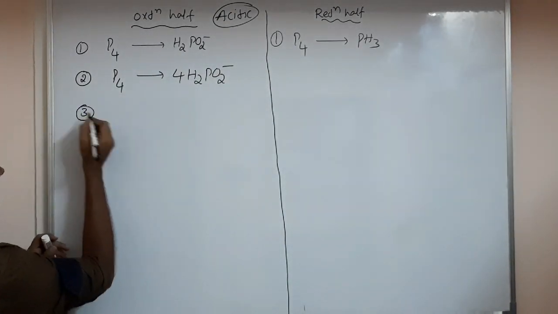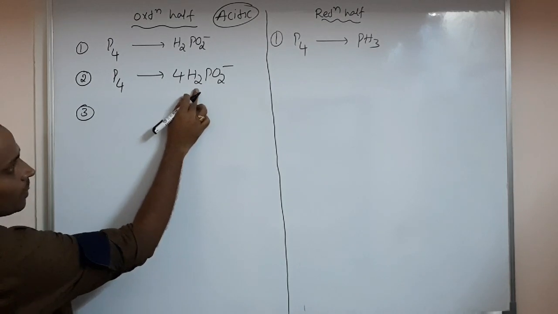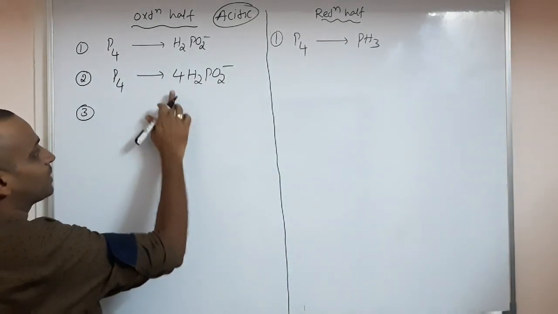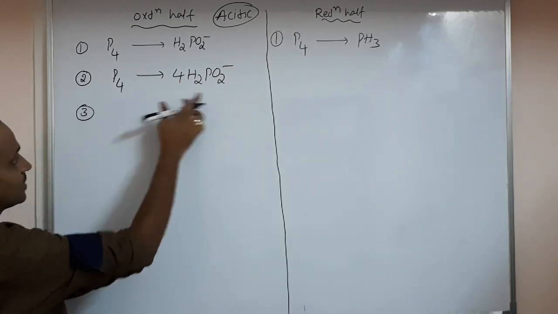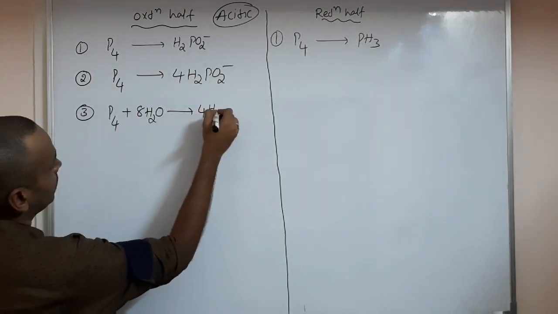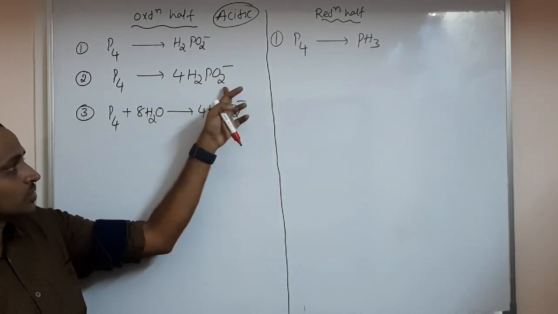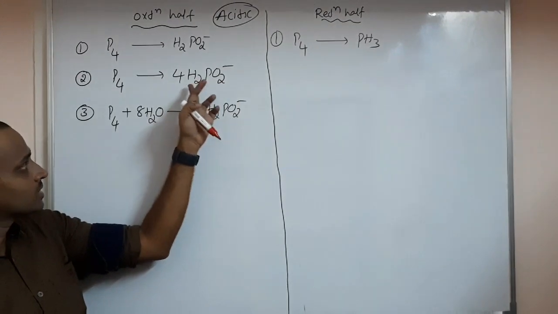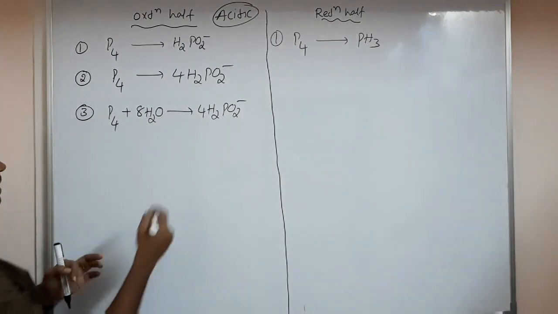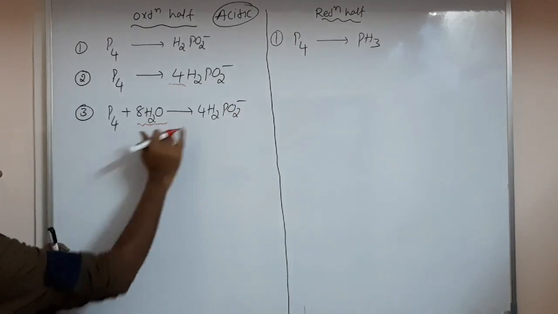Next, the third step is balancing of oxygen. How to balance? By adding water molecules. 4 2s are 8 oxygens. So 8 water molecules. So P4 plus 8H2O gives rise to 4H2PO2 minus. Did you understand what I did? 4 2s are 8, I am balancing oxygens. 8 oxygens I have here, so if I add 8 water molecules, 8 oxygens can be on the reactant side. That's why I added 4 here, and here I added 8 water molecules. Hope you understood what I did.